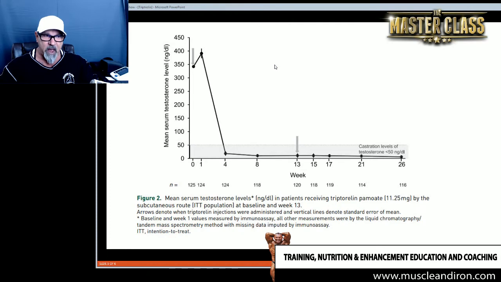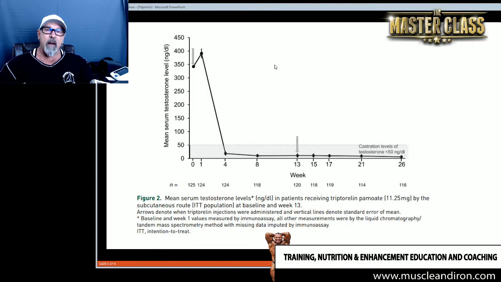What varies is how much did they administer. Was it a micro dose or was it a larger dose? And in this graphic you can see a larger dose. So this was 11.25 milligrams of triptorelin pamoate administered at week 1, or day 1 I should say, and at week 13 to produce basically chemical castration over a period of 26 weeks.